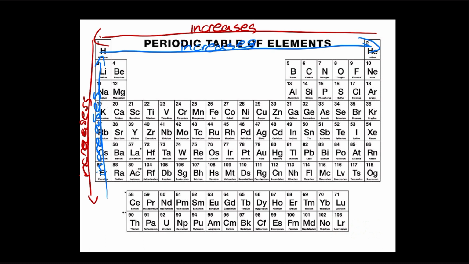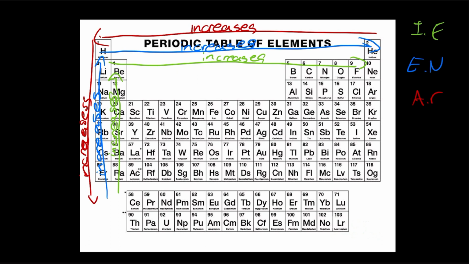For ionization energy, it's the same trend as electronegativity because remember they represent opposite values. It increases going these ways. Increases. Alright? So green is ionization energy, blue is electronegativity, and red is atomic radius. There's not really a trend for ionic radius because it's really just a comparison between a neutral atom, a negative counterpart of that, and a positive counterpart of that.